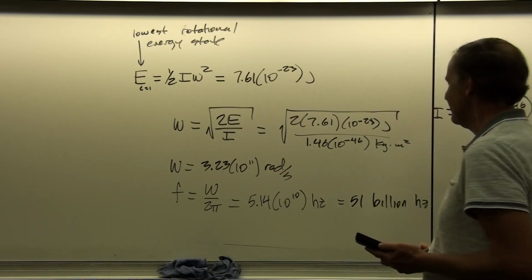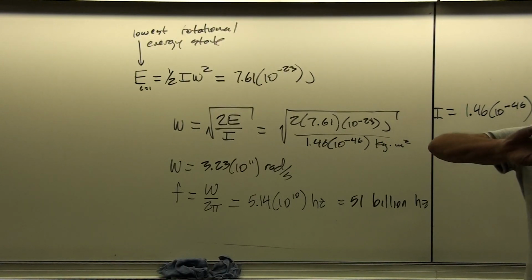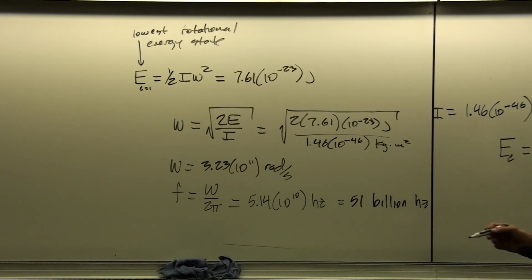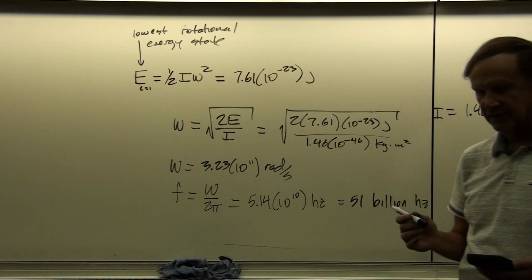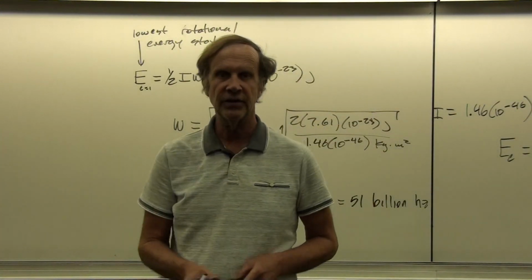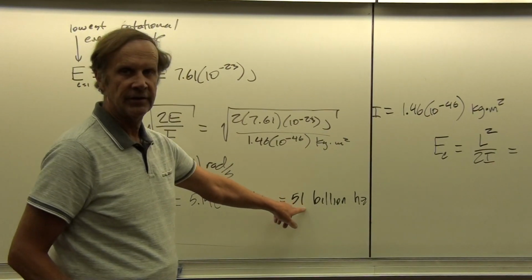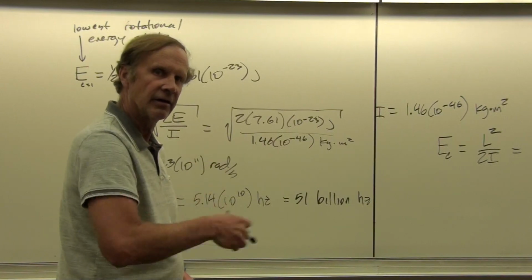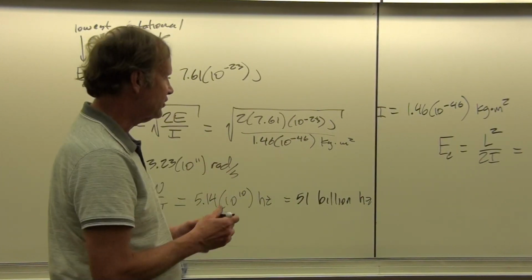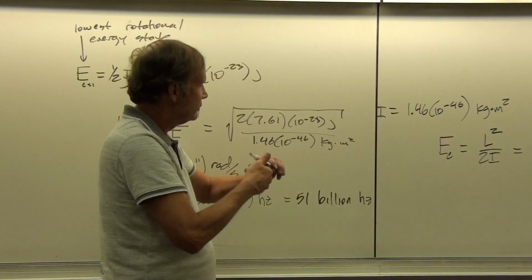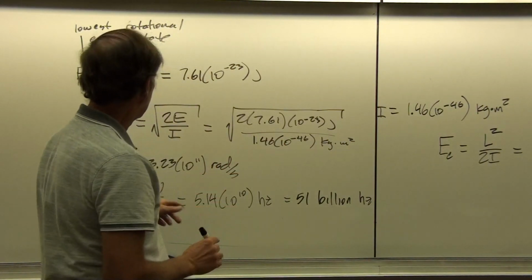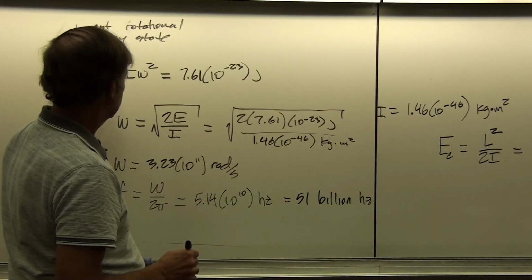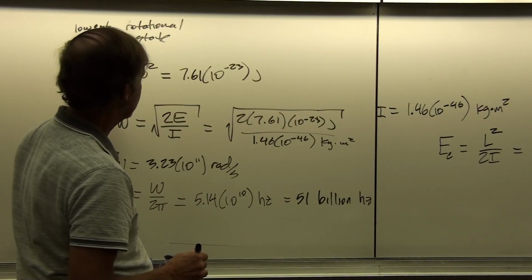hertz. 51 billion hertz. So the molecule then is either not rotating, or when it absorbs its first photon, which would have to have this energy, just 4.76 times 10 to the minus 4 electron volts, it would shoot it up to 51 billion hertz. Okay? So that's how many turns per second it would go. That's how many complete cycles of rotation, 51 billion complete rotations per second would be our lowest value for the rotational energy state.